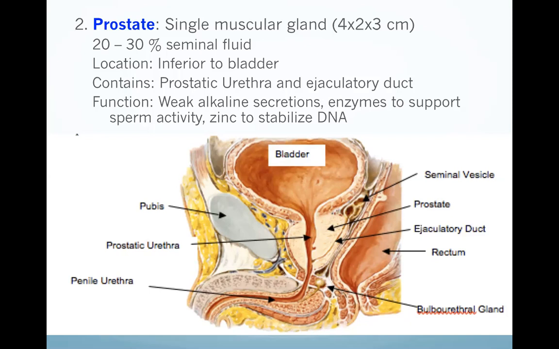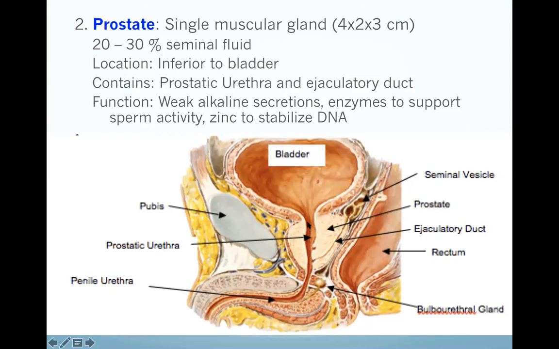It also has zinc, which helps to stabilize DNA. It also is very alkaline, has enzymes to support activity. So lots of different functions for the prostate as well. In fact, for most of the prostatic secretions we're still not quite sure what they all do. But again, traveling through the prostate, this is going to be the ejaculatory duct. And then right through the center of the prostate is actually the prostatic urethra. So this is actually going to be carrying urine.